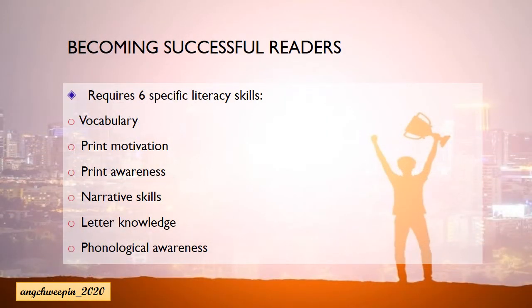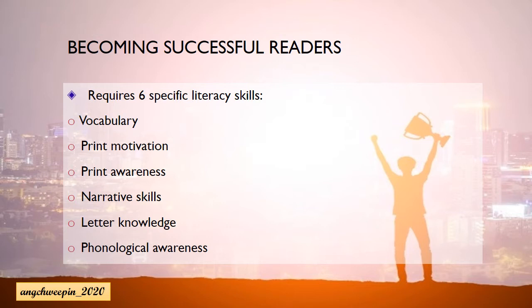Young children require a variety of skills to become successful readers. But how to become successful readers? Reading experts have identified 6 specific literacy skills which become the building blocks for later reading and writing. The skills are vocabulary, print motivation, print awareness, narrative skills, letter knowledge, and phonological awareness. Let's look at the first one, vocabulary.